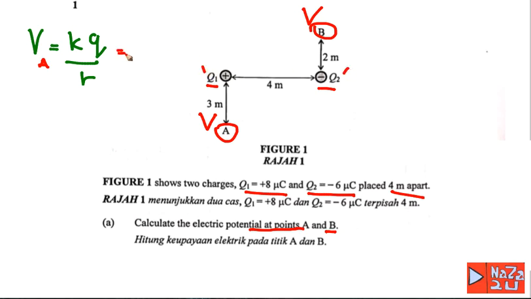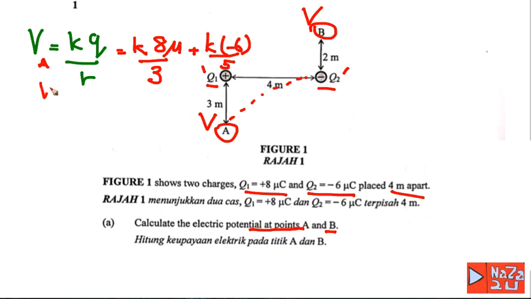So for Q1, K is the constant, Q1 charge is 8 microcoulombs divided by the distance, here it is 3, Q1 to point A, plus the second V from the Q2, K, the charge Q2 is negative, so make sure the negative sign is included in the calculation, and the distance from Q2 to A. So this is 4 and this is 3, meaning you can use the triangle here. So R is equal to 5. So this is for VA.